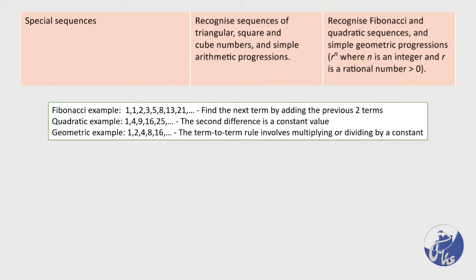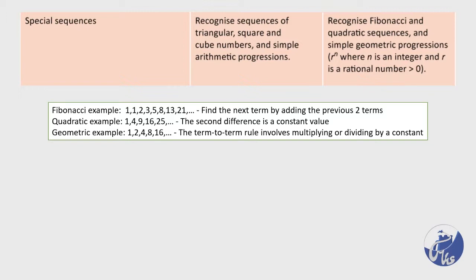You do need to be aware of various special sequences. So there are examples like triangular numbers, square numbers, cube numbers. Those are things which you should know about. The square and the cube numbers I've done in the number video, but triangular numbers are where you've got like 1, 3, 6, 10. It goes up like that.